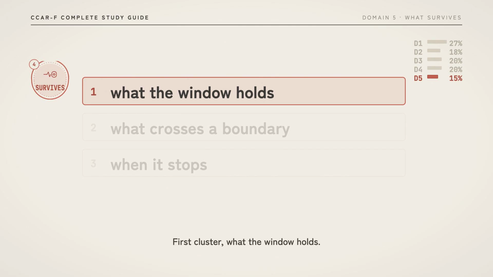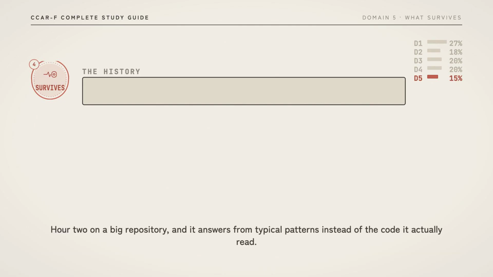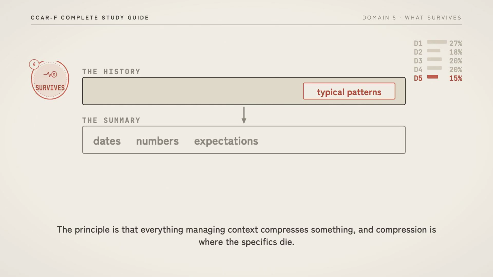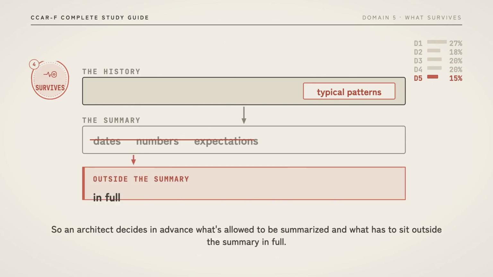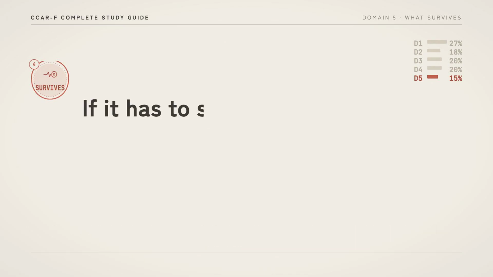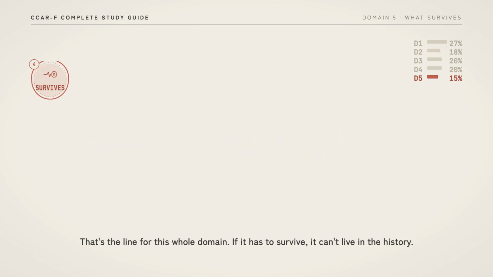First cluster, what the window holds. A long-running agent doesn't crash when it fills up, it just gets vaguer. Hour 2 on a big repository, and it answers from typical patterns instead of the code it actually read. The principle is that everything managing context compresses something, and compression is where the specifics die. So an architect decides in advance what's allowed to be summarized and what has to sit outside the summary in full. That's the line for this whole domain. If it has to survive, it can't live in the history.